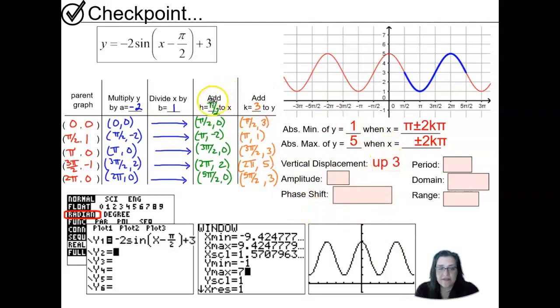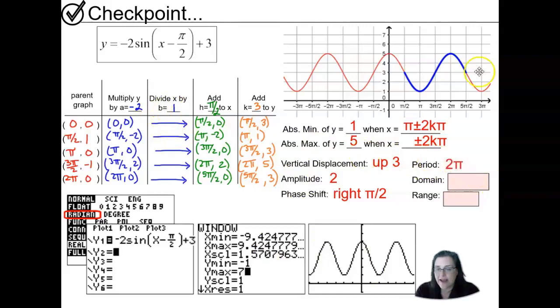The phase shift is the h, and since it's positive, we're headed pi over 2 units to the right. The amplitude is half the distance between the absolute extrema. So if we take 5 minus 1, that's 4, divide that in half, and the amplitude is 2. The period is the 2 pi divided by b, and our b is 1, so the period is 2 pi.